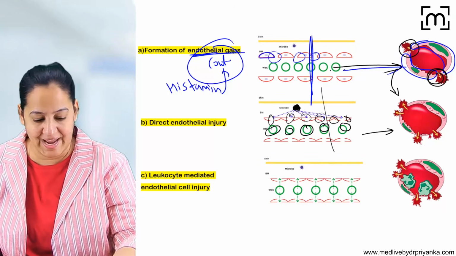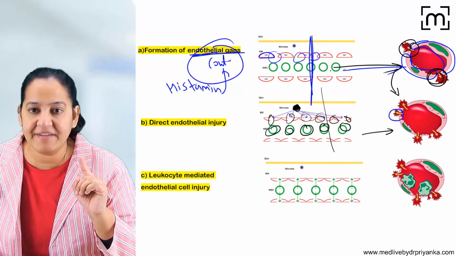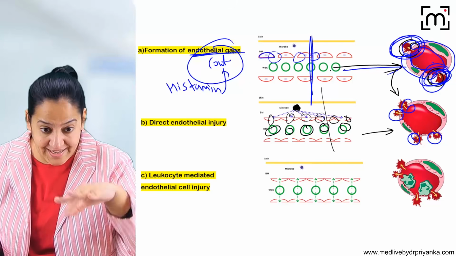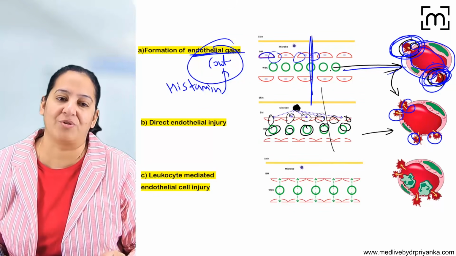Here also you can see the lining is the endothelial cell. But the gaps can be at the junction, can be at the non-junction. Here gaps were only at the junction. But in the second diagram, you can see they can be at the junction, they can be at non-junction.